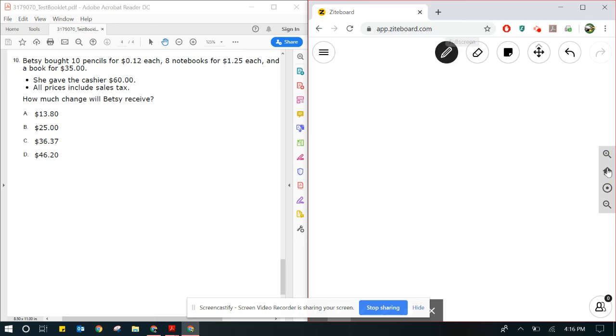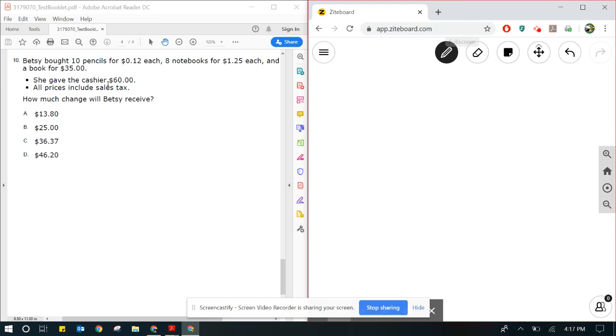On question number 10, it says Betsy bought 10 pencils for 12 cents each, 8 notebooks for $1.25 each, and a book for $35 each. She gave the cashier $60. All prices include sales tax. So how much change is Betsy going to get?